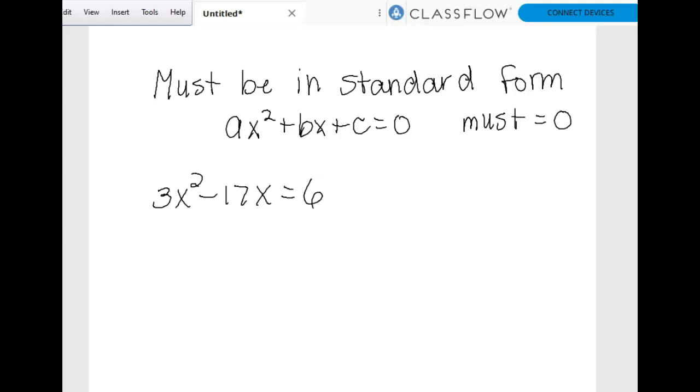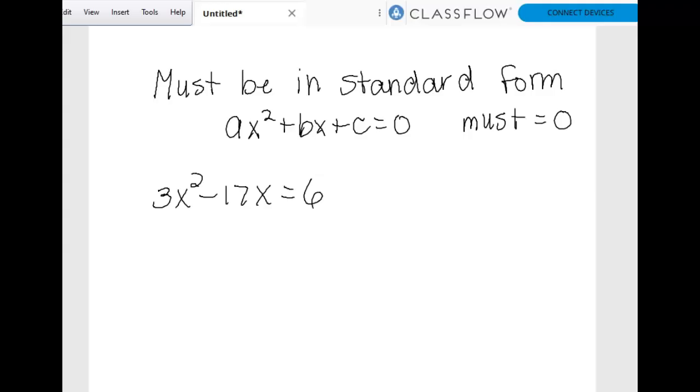What we're going to do is use factoring to solve the equations. First of all, it has to be in standard form, which means I need ax squared plus bx plus c equals 0. So it has to be equal to 0. If I look at this problem, is it equal to 0? What can I do to make it equal to 0?